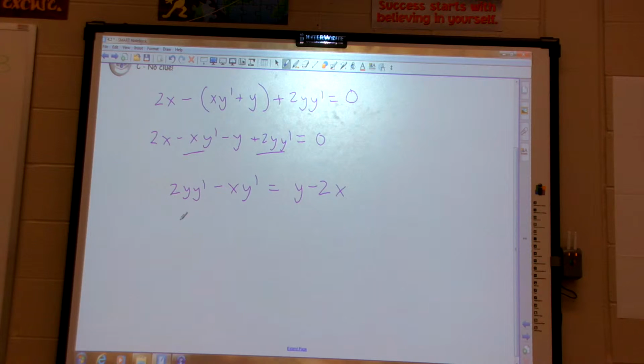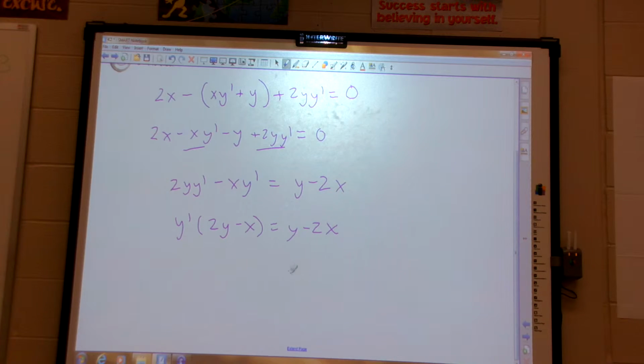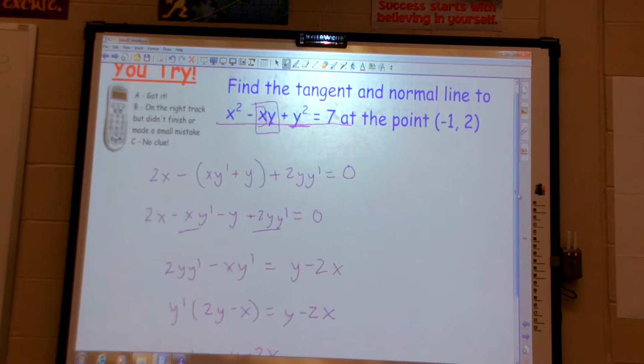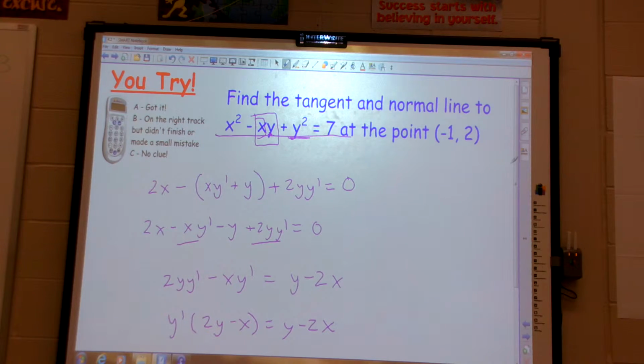Now what? Factor out the y prime. Factor out y prime: 2y minus x. Okay, now I need to get y prime by itself, so what do I have to do? Divide. Okay, so I've got my derivative, but it wants a normal and tangent line. And they're so kind as to give us both x and y.